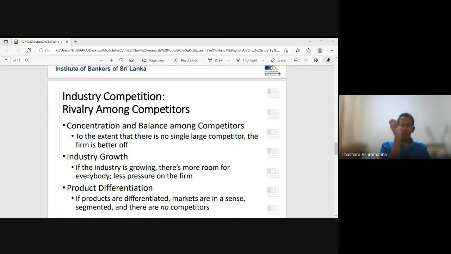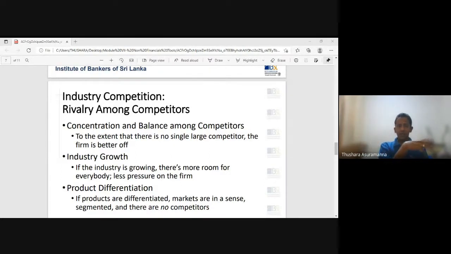Then the second one is industry competition, existing players who are going to compete with each other. That all depends on whether one player dominates the industry, a few players like an oligopoly, or many players like a perfect competition market. We need to understand how many competitors are in the market. The first one is concentration and balance among the competitors, which means that to the extent that there is no single large competitor, the firm is better off.